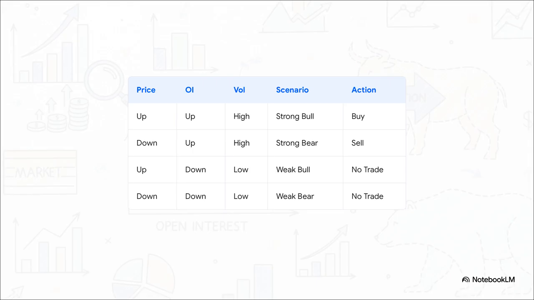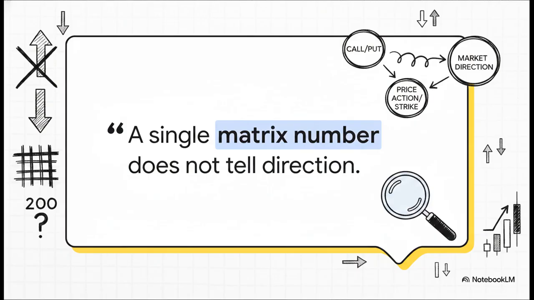On the flip side, a rising price with falling OI. That's just a weak, forced rally. Usually short sellers desperately covering their positions to exit. Definitely don't buy into that. And that highlights something incredibly important.